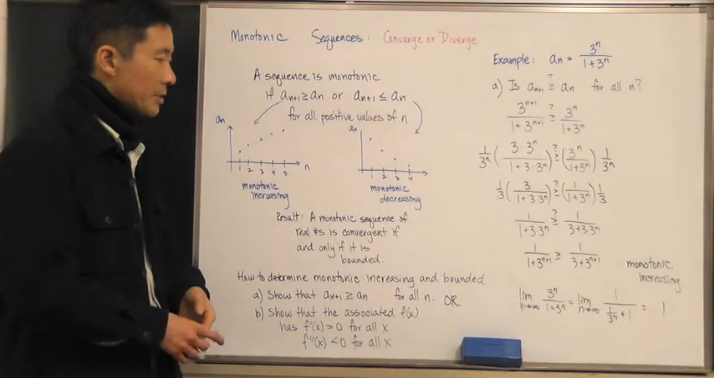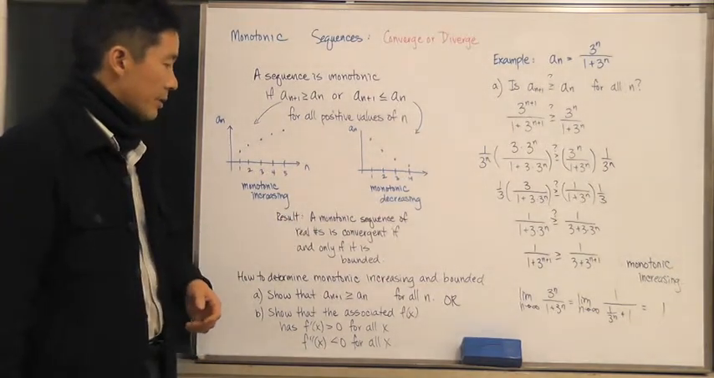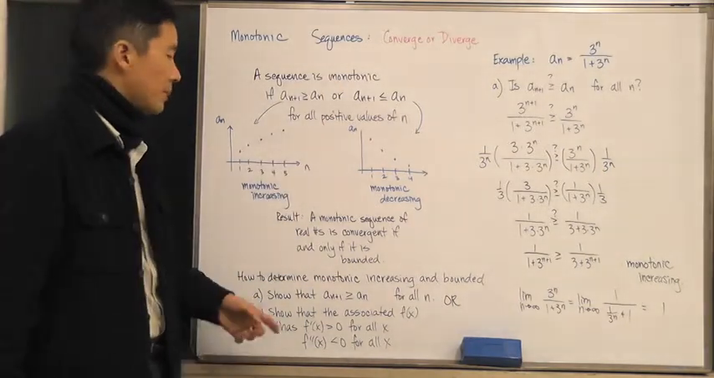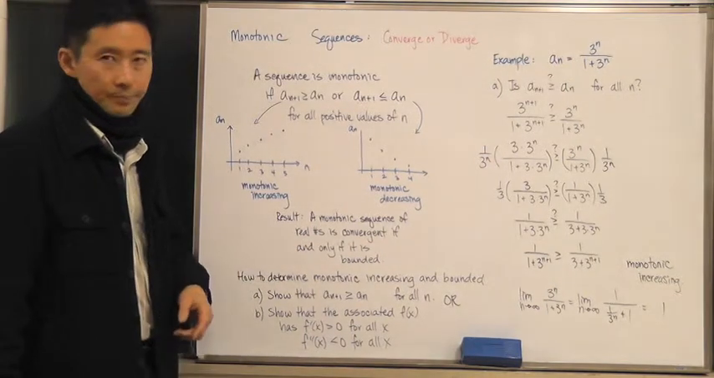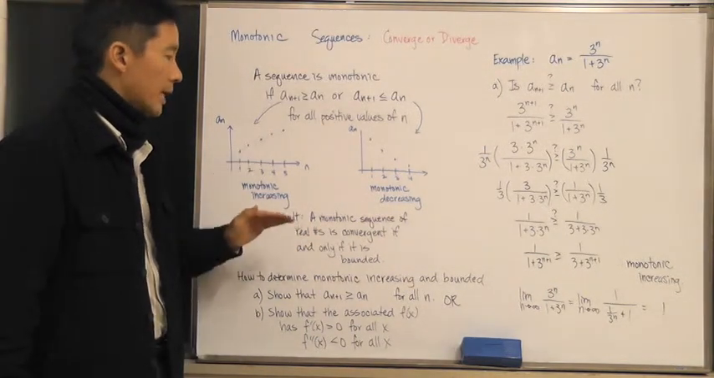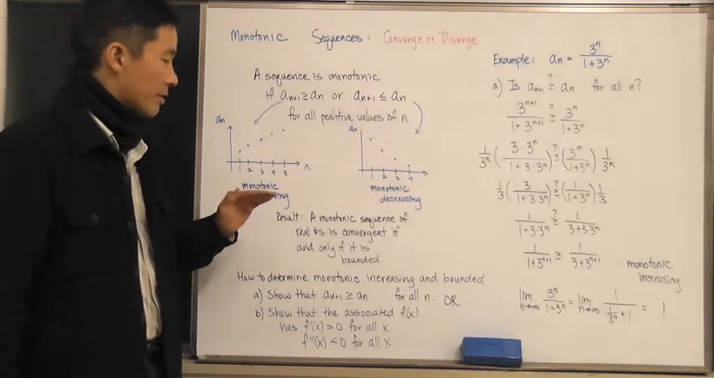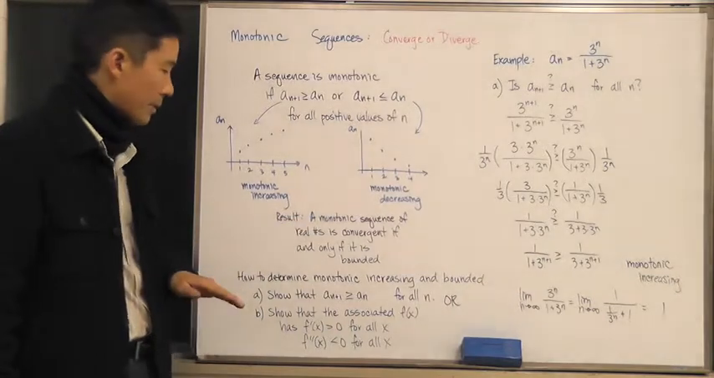Now the important result that's going to come from this says a monotonic sequence of real numbers is convergent. So again, notice we're talking about converging or diverging. It is convergent if and only if it is bounded. So if it is bounded, then the monotonic sequence is going to converge. Now it has to be bounded in order for that to happen.